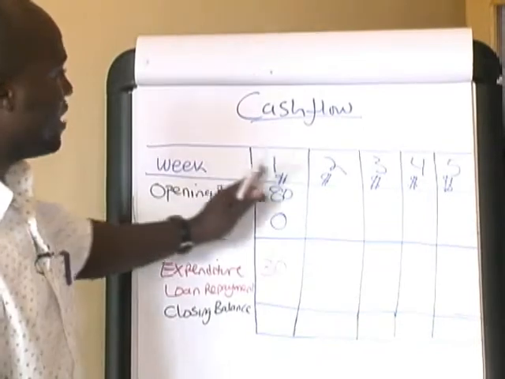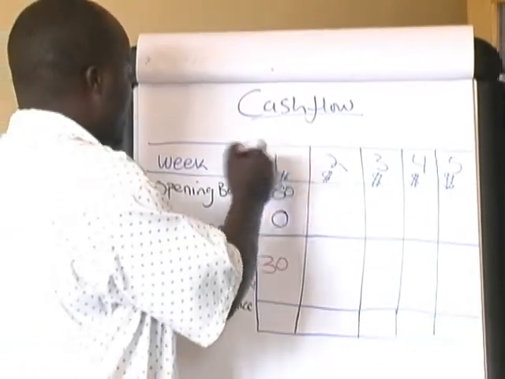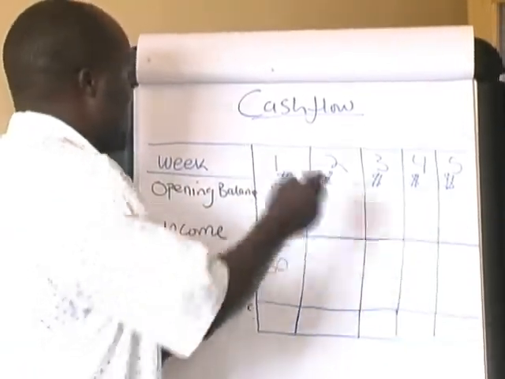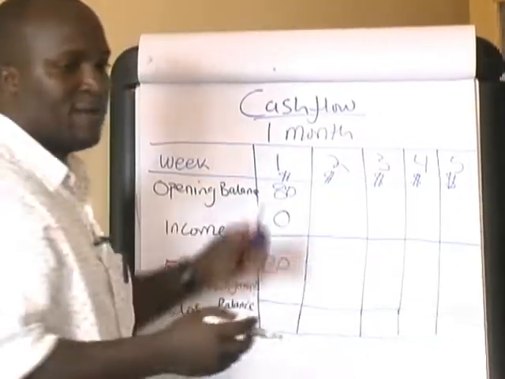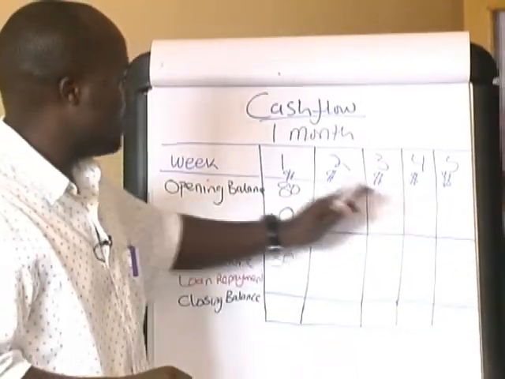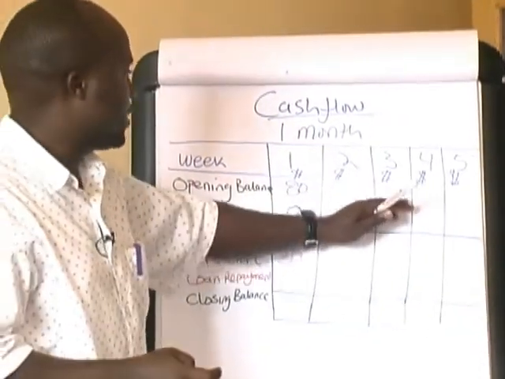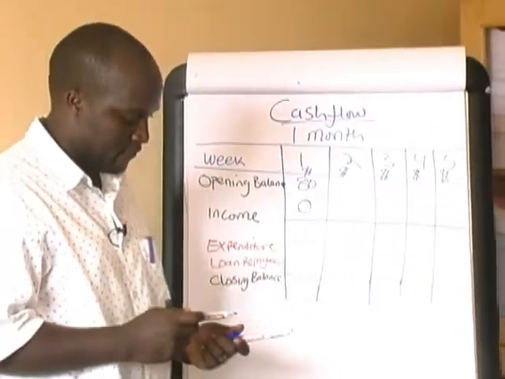Like we have broken up the month, let's say this was your first month of operation, and we have broken up the month into 5 weeks. We have week 1, week 2, week 3, week 4, and week 5.